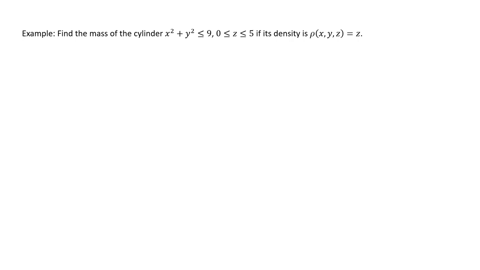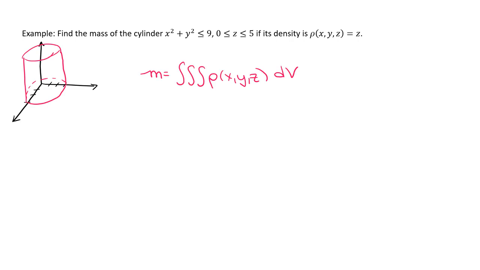The only difference is we'll be integrating over volumes instead of over areas. And so the example I want to show you has to do with finding the mass of an object in space. So we are going to find the mass of the cylinder x squared plus y squared is less than or equal to 9, where the z values go from 0 to 5. And its density function is rho equals z.